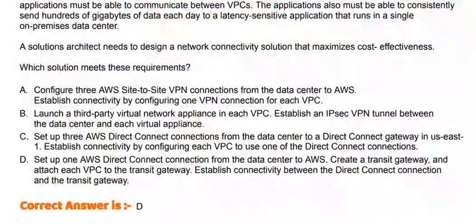Option C. Set up three AWS Direct Connect connections from the data center to a Direct Connect gateway in East 1. Establish connectivity by configuring each VPC to use one of the Direct Connect connections. And option D. Set up one AWS Direct Connect connection from the data center to AWS. Create a transit gateway and attach each VPC to the transit gateway. Establish connectivity between the direct connection and the transit gateway.